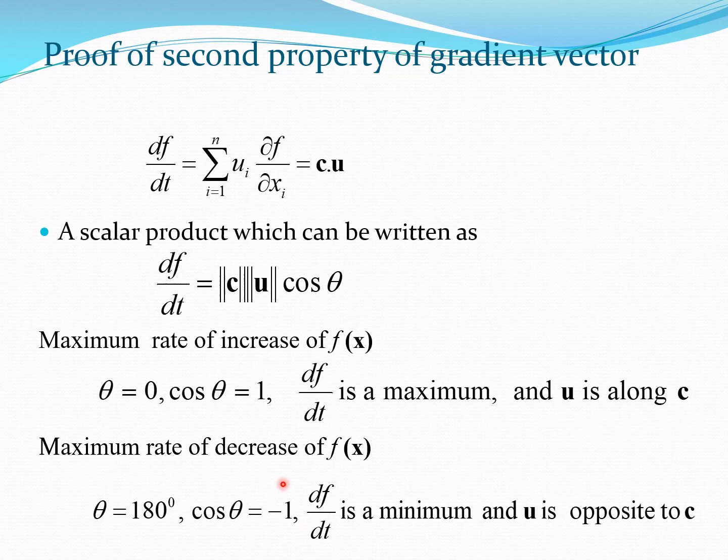Now the maximum rate of decrease of this function f(x) would happen when theta is 180 degrees, cos theta is -1, and there df/dt is a minimum and u is in the opposite direction to c. So these two particular concepts are very important. The first concept is what we set the theorem to be, and the second concept is what we use in optimization in terms of the search direction.